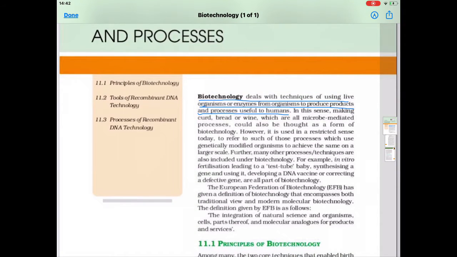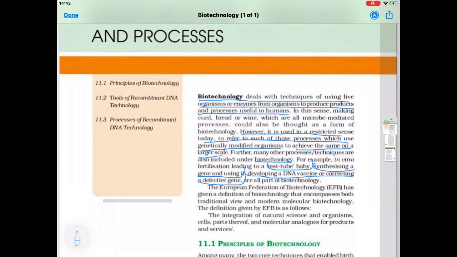However, it is used in a restricted sense today to refer to those processes in which we use genetically modified organisms to achieve the same on a larger scale. Furthermore, other processes and techniques are also included under biotechnology. For example, in vitro fertilization leading to a test tube baby, synthesizing a gene and using it, developing a DNA vaccine, or correcting a defective gene are all part of biotechnology. So, all these are included in biotechnology.